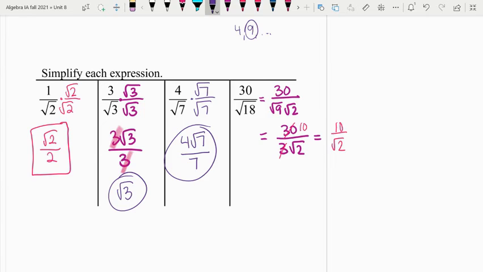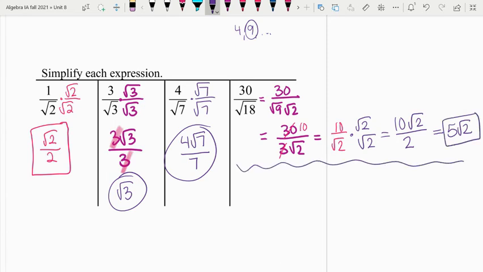Rules in math, I can't leave a square root in the denominator, so I'm going to multiply the top and bottom by the square root of 2. Final answer, 10 times the square root of 2 over square root of 2 times the square root of 2 is 2. Reduce that, 10 over 2 gives me 5 square root of 2.